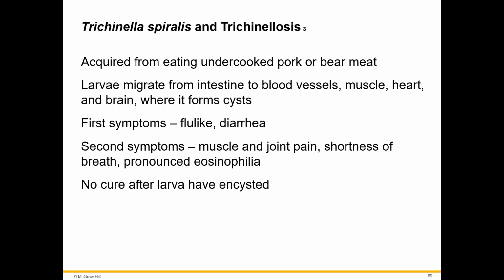Initially, you'll get flu-like symptoms and diarrhea, and you think, oh, maybe I ate some bad food, maybe I'm having a stomach bug. But then you get secondary symptoms which cause muscle and joint pain and shortness of breath. Then we get pronounced eosinophilia, right? And you're like, oh no, I have COVID. Haha, just kidding. No, it's Trichinella spiralis. Once they have encysted in the host, there's no cure. Pretty bad stuff.